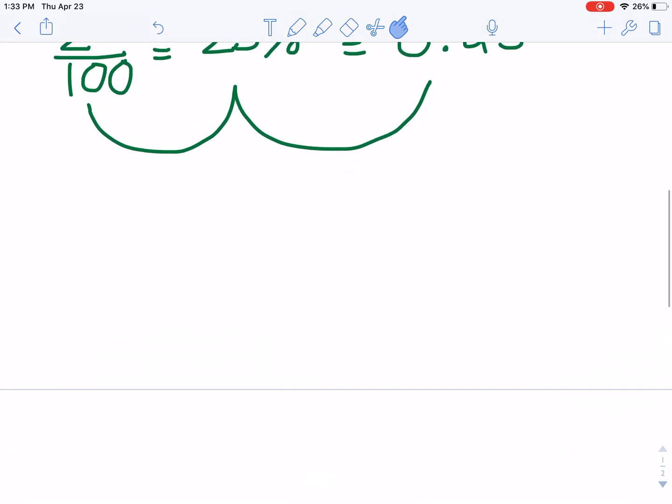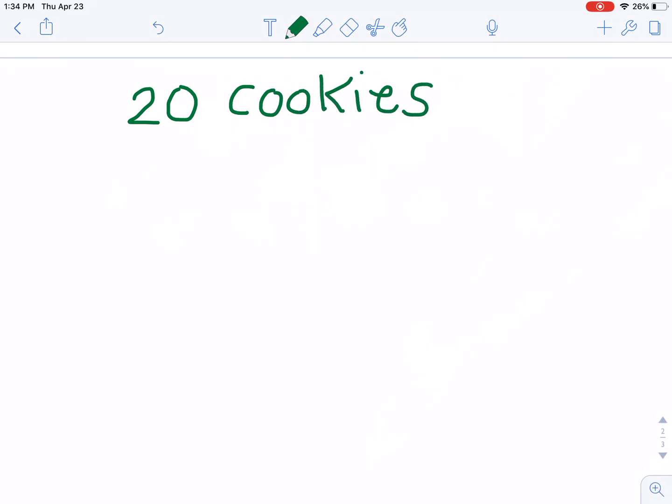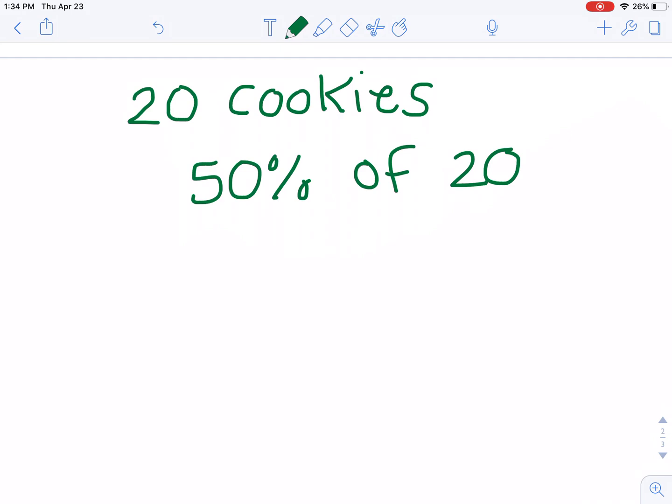So I'm going to move down again a little bit more. I'll go down to the next page. And I want you to think of this. So I have 20 cookies. Okay? And I want to know what 50% of my 20 cookies is. Now, this one is actually kind of easy because you already know that 50%, you know this easy fraction, is half, right? So I could rewrite that again, half of 20. Well, friends, what's half of 20? I hope you said 10.